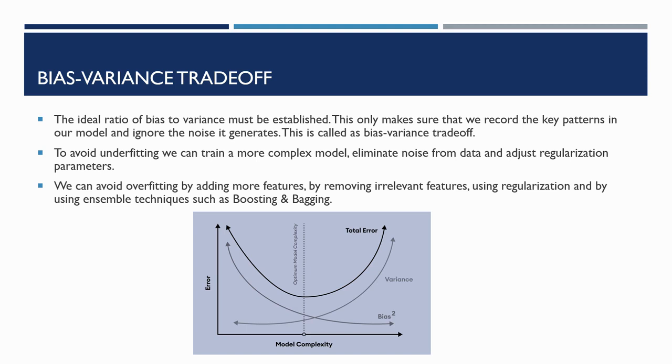The ideal ratio of bias to variance must be established. This makes sure that we capture the key patterns in our model and ignore the noise it generates. And this is called the bias-variance trade-off.